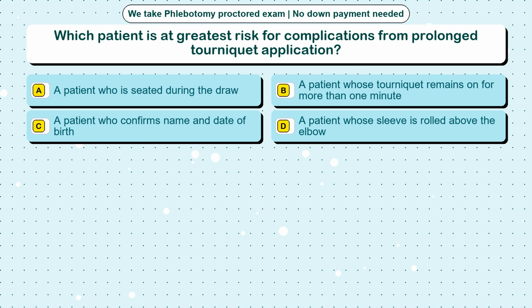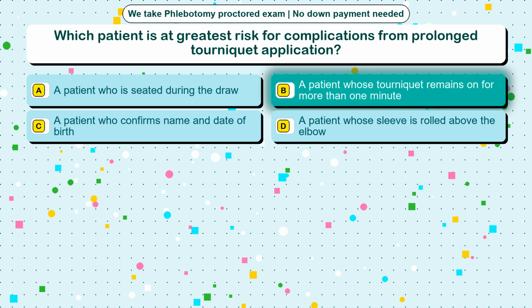Option A. A patient who is seated during the draw. Option B. A patient whose tourniquet remains on for more than 1 minute. Option C. A patient who confirms name and date of birth. Option D. A patient whose sleeve is rolled above the elbow. The correct answer is option B.